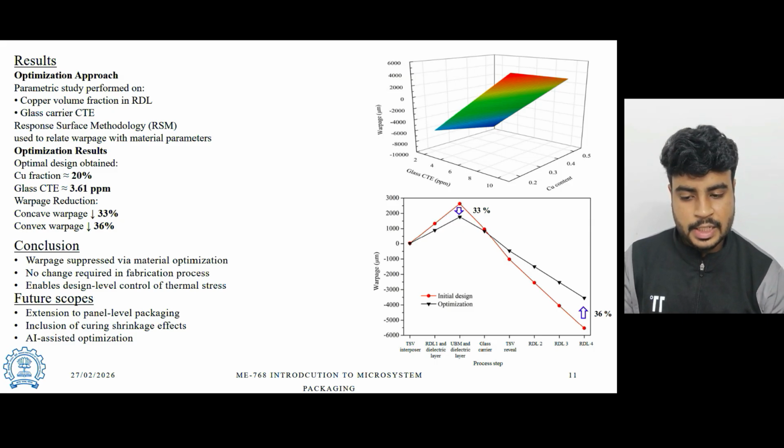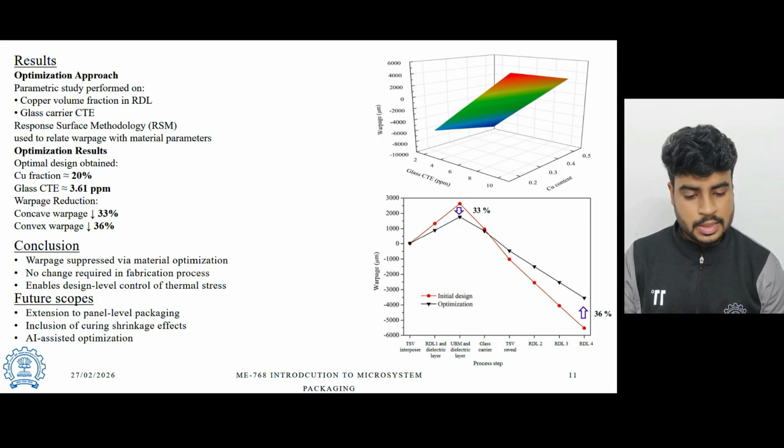which has 2.8 ppm, as there are multiple layers, whether we say copper, RDL and dielectrics, all those layers. So we have to match the glass CTE so that it gives the optimized result, so that warpage can be reduced. So 3.61 ppm was the best suited CTE of glass.